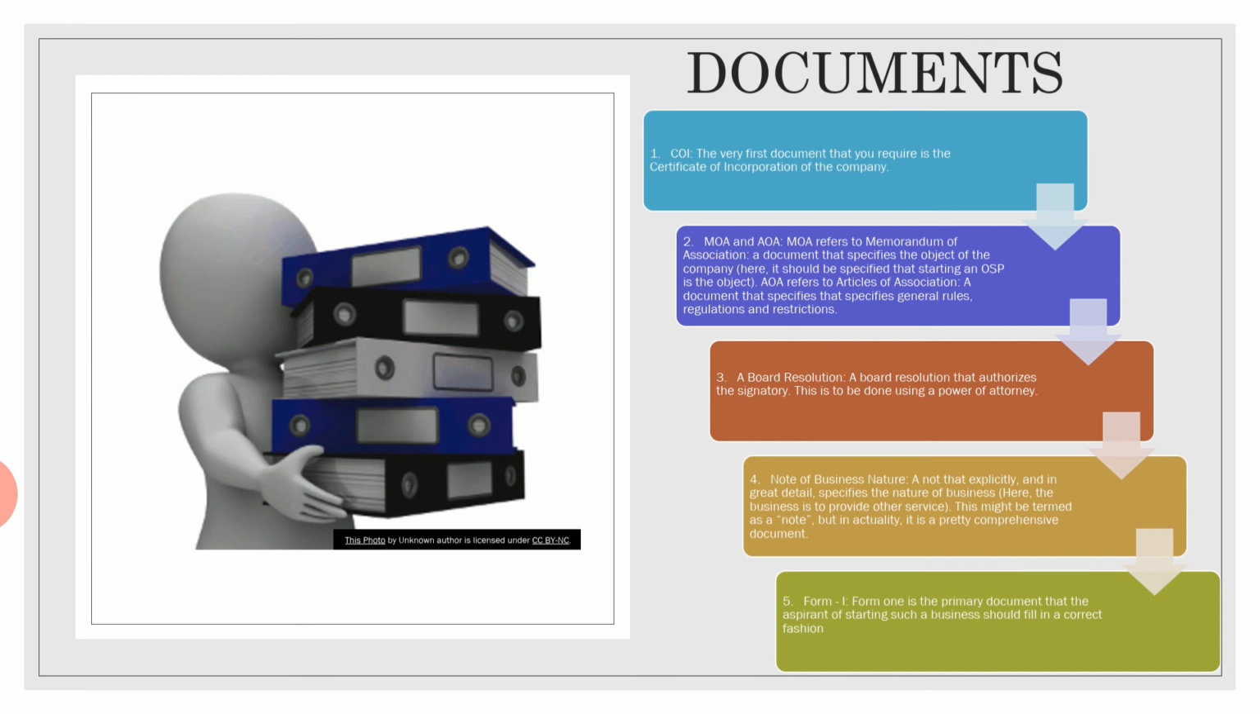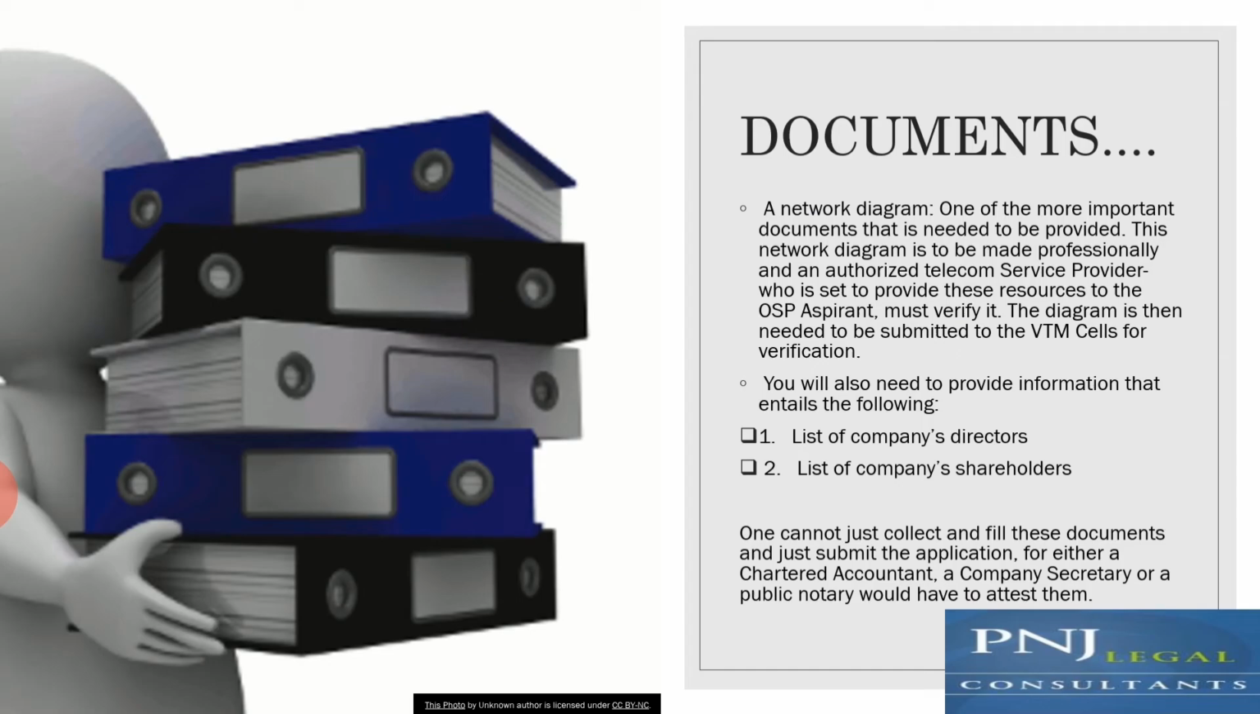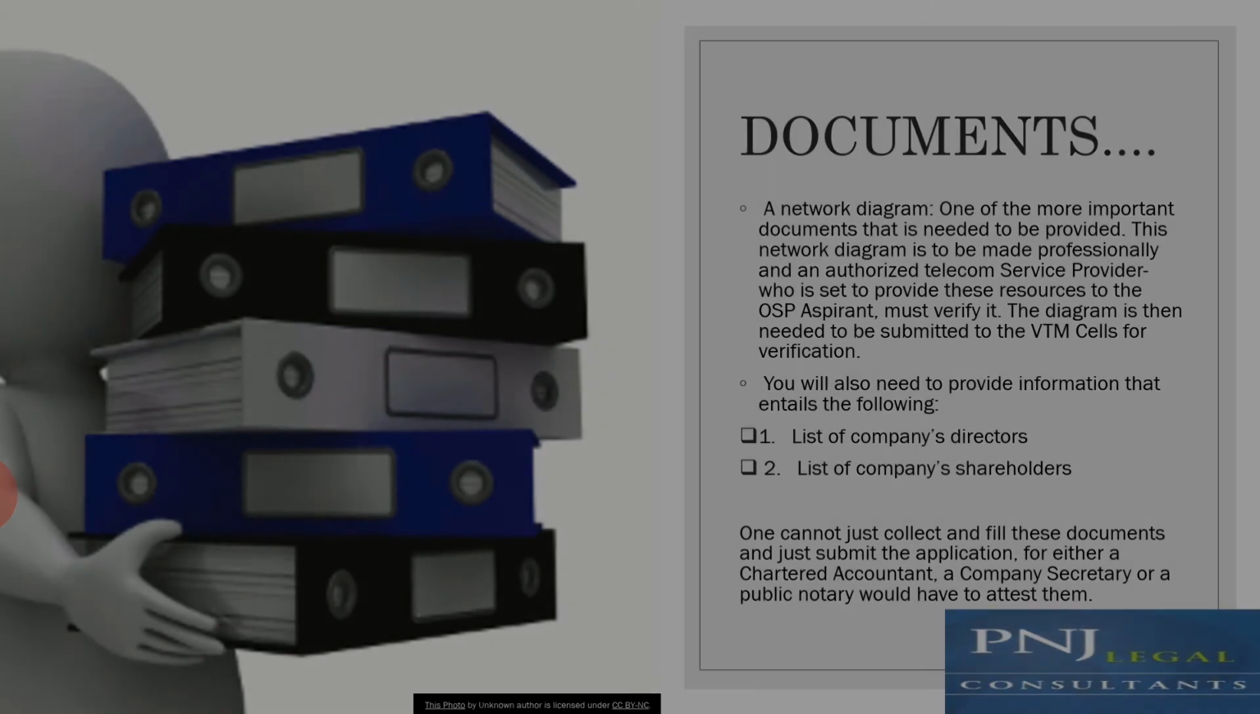Documents. Number 1, COI. 2, MOA and AOA, which stand for Memorandum of Association and Articles of Association. 3, a board resolution. 4, a note of business nature. 5, the form. The form is the primary document that the aspirant of starting such a business should fill in correctly.